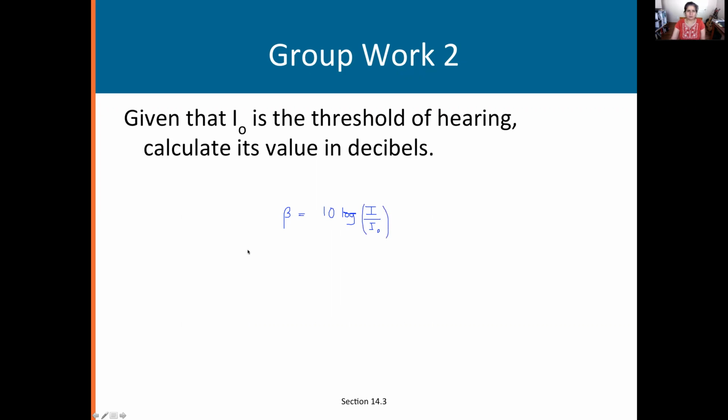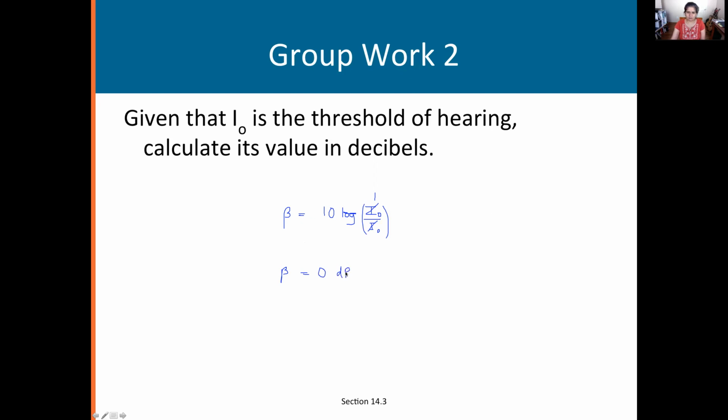And now we need to find the intensity value of I0. So my I is I0. So the next step, you'd write this again. This time you write this as I0. Which means these two are going to cancel out to give me 1. What is log of 1? Log of 1 is 0, by definition. Therefore, beta is equal to 0 decibels.